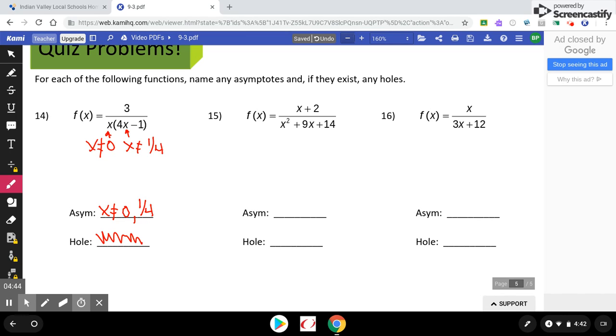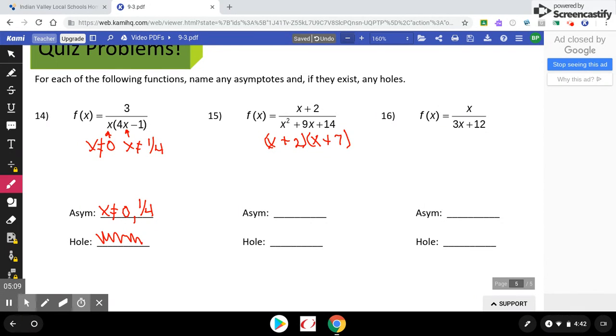Not going to make the drawings. I'm just going to talk about holes and asymptotes just to refresh your memory. Second problem, when in doubt, factor it out. It's kind of tough for me to tell if I can cancel the x plus 2 on the top with something on the bottom if I don't know what's on the bottom. Not coincidentally, 7 times 2 gets you that 14.